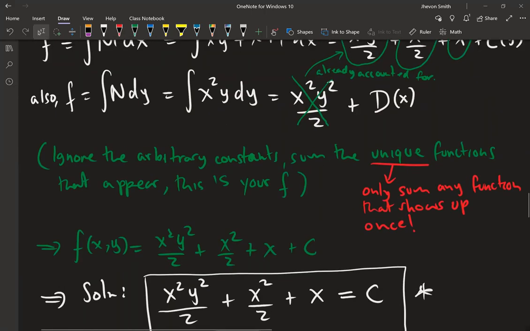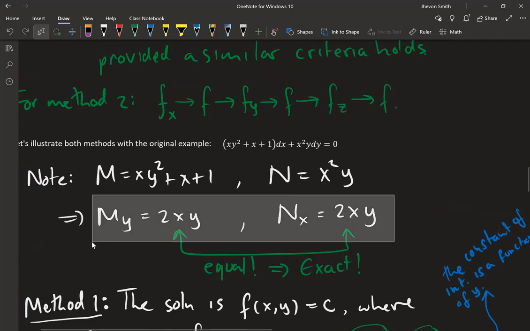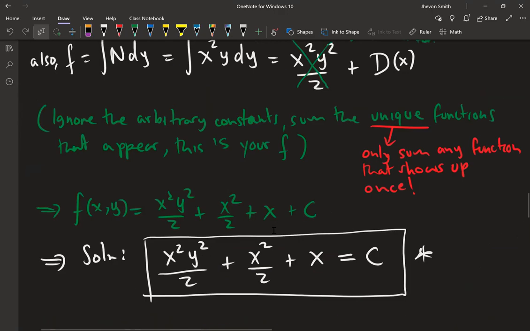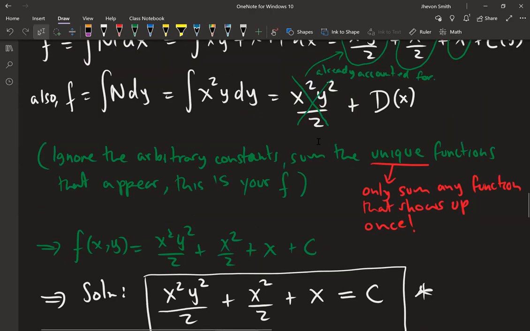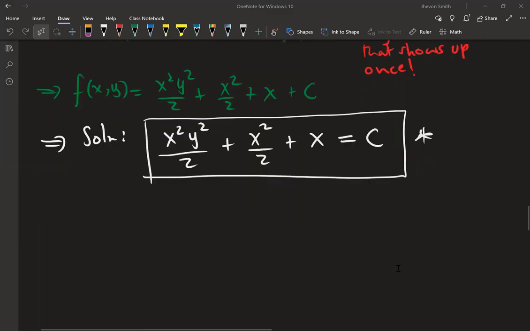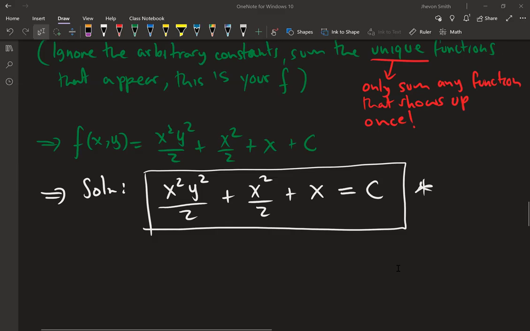So if you notice that something is an exact differential equation, meaning you can do this check, M y equals N x, what it means then is you can integrate the dx part with respect to x, integrate the dy part with respect to y, add together all the unique functions that appear, set that equal to c, and that's your answer. And that's it. Right. So it's just you do two integrals. We're going to do a few more examples of this, but that's the process in a nutshell.